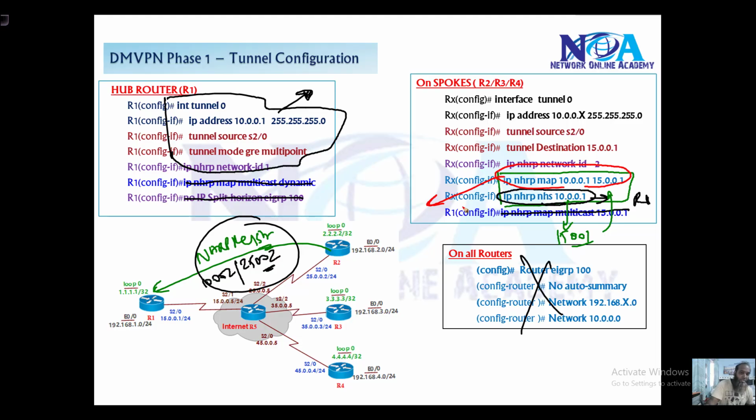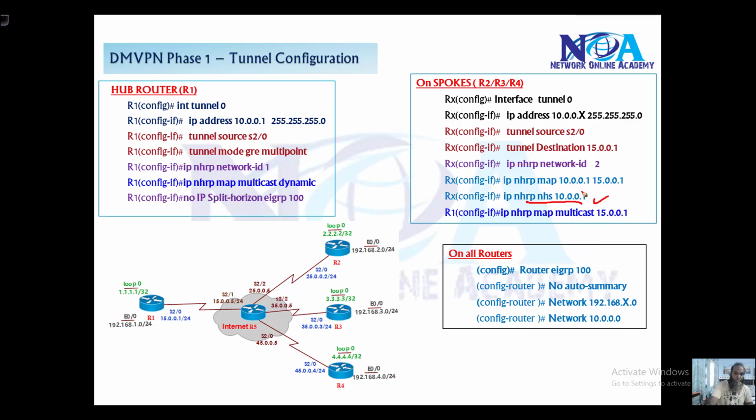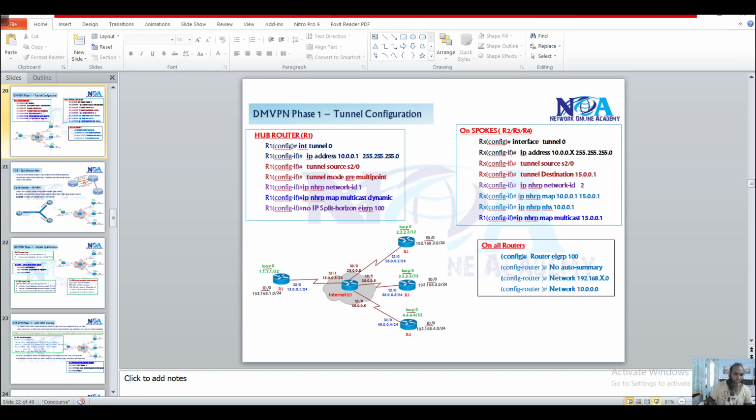So these are the 2 additional commands we need to configure on the spokes, where the first command tells who your next hop server is and the next command tells what the public IP is to reach that particular next hop. We need to map it compulsorily. If you don't tell, then there is no way the spokes can register themselves with the hub. So this is a kind of minimum configuration you have to do.